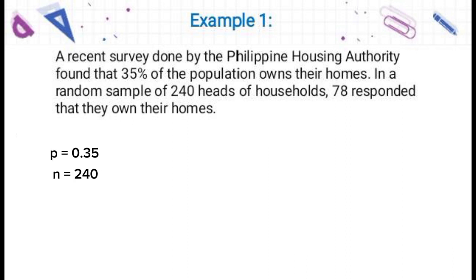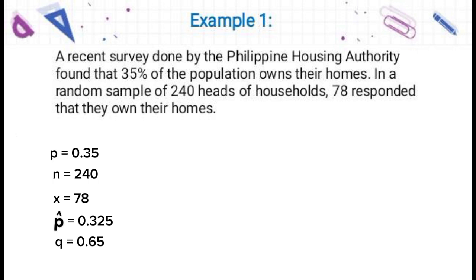N, or the sample size, is equal to 240. And X, or the number of successes, is equal to 78. Our p hat is equal to 0.325 and our Q is equal to 0.65.